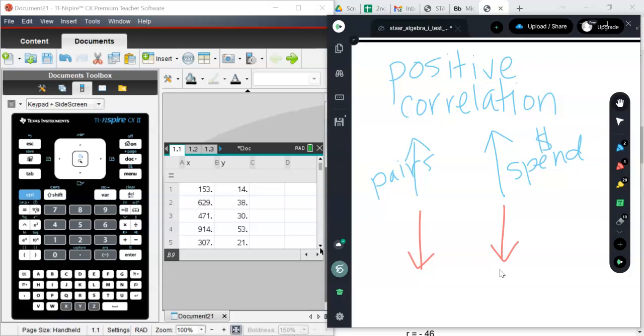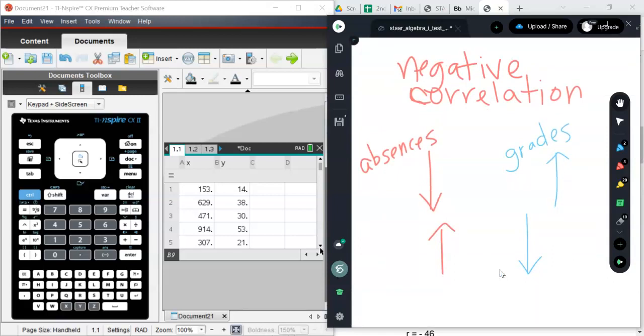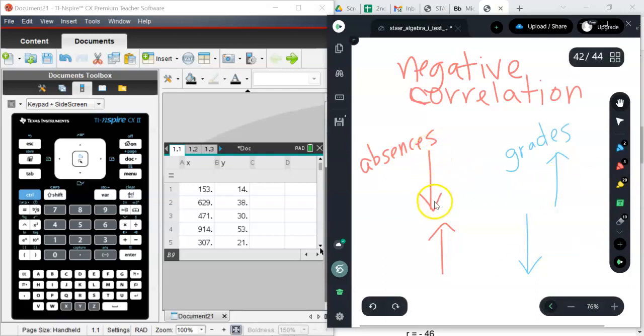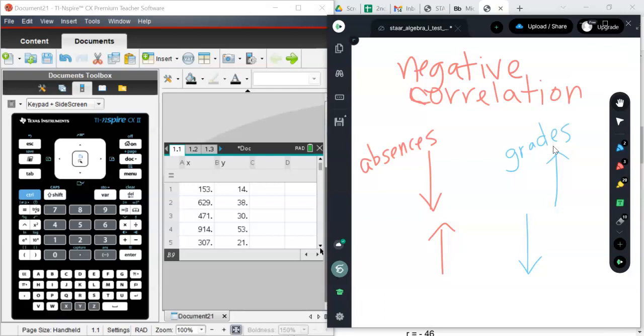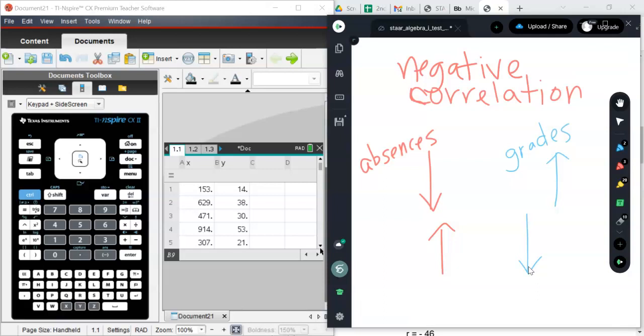You also have a negative correlation, and a negative correlation would be something where the two variables that you're looking at behave in opposite manners. So for example, absences and grades, theoretically. As the number of absences you have drops, the fewer absences you have, the higher your grades go. That is a negative correlation. As absences drop, grades increase. By the same token, if your absences increase, your grades are probably going to go down. That is a negative correlation.